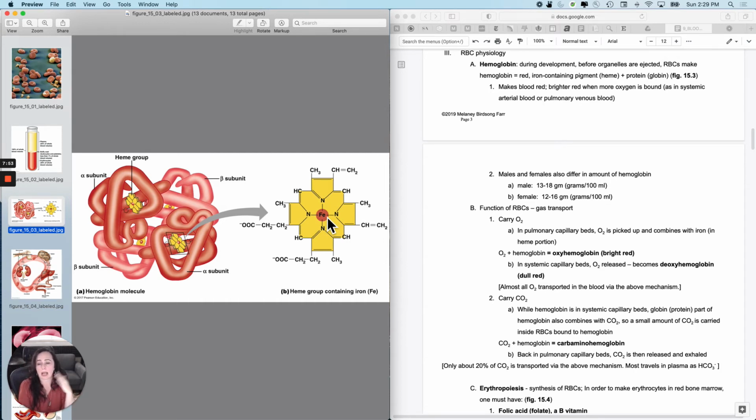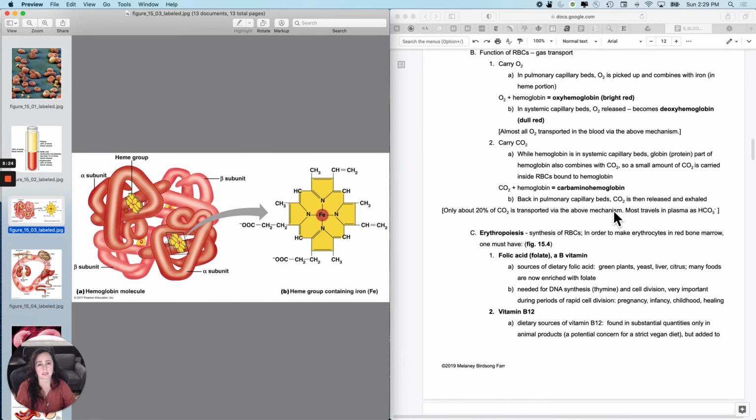Okay, so how much hemoglobin do we have? Males and females differ a little bit in this. Males have about 13 to 18 grams per 100 mils, and females have about 12 to 16. Notice this isn't dependent on body size. This is volume, right? So males tend to have more hemoglobin, and therefore they have greater oxygen carrying capacity for the same quantity of blood, and then they have more blood as well.